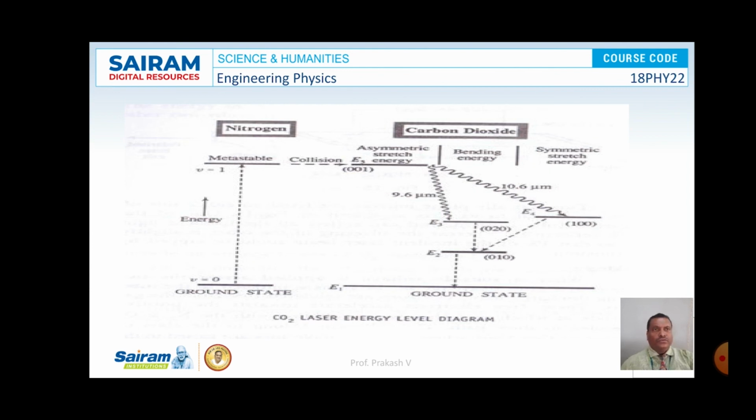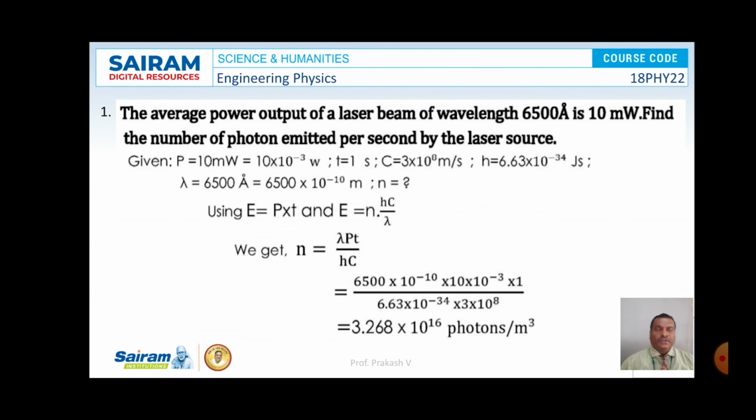Now let us go to the problems. The average power output of a laser beam of wavelength 6500 angstrom is 10 milliwatts. Find the number of photons emitted per second by the laser source. Here P is 10 milliwatts, t is 1 second, c is 3 into 10 to the power of 8 meter per second, and h is 6.63 into 10 to the power of minus 34 joule second. And the value of lambda is 6500 angstrom.